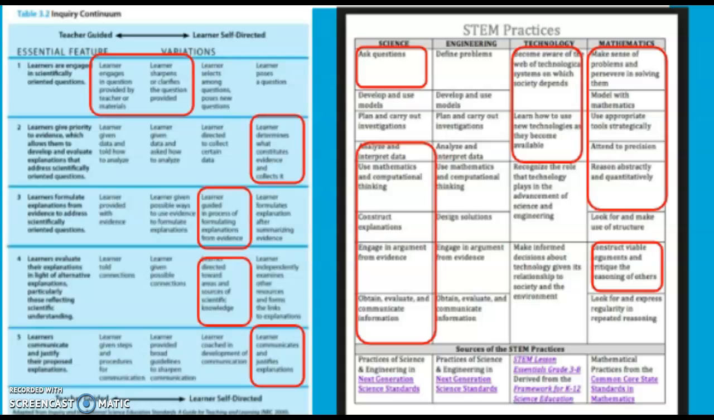This also relates to the STEM practice that integrates at least 3 of the disciplines: science, math, and technology.